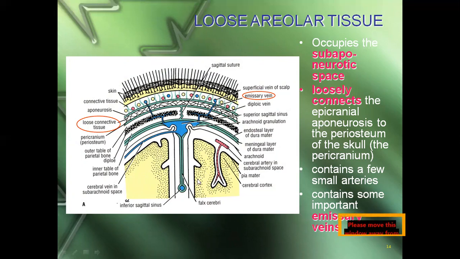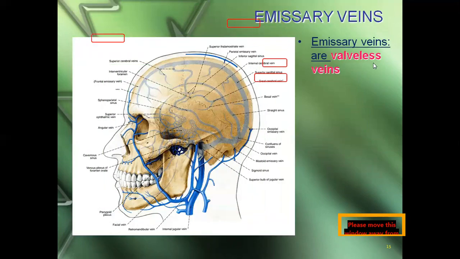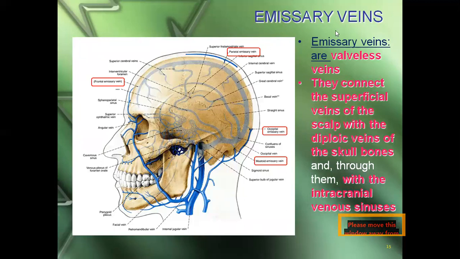Such connecting veins are emissary veins. Okay, so the emissary veins are basically valveless veins because blood is anyhow moving towards gravity. They connect superficial veins of the scalp with the diploic veins of the skull bones and through them with the intracranial dural venous sinuses.